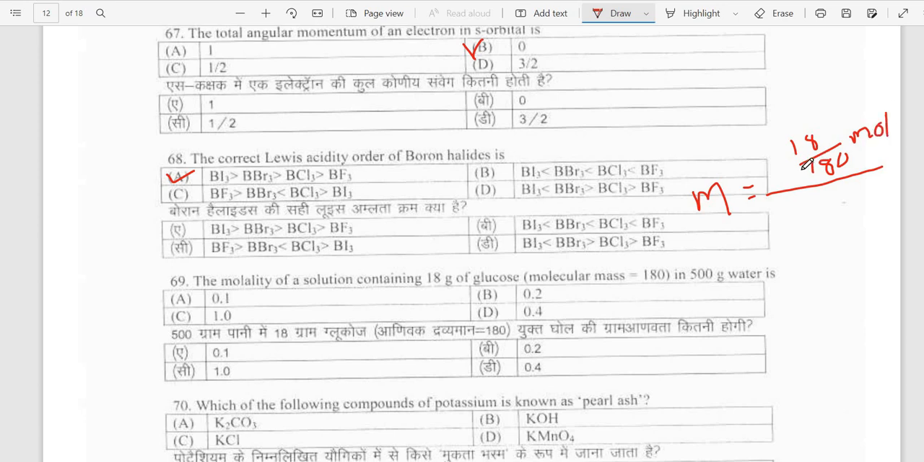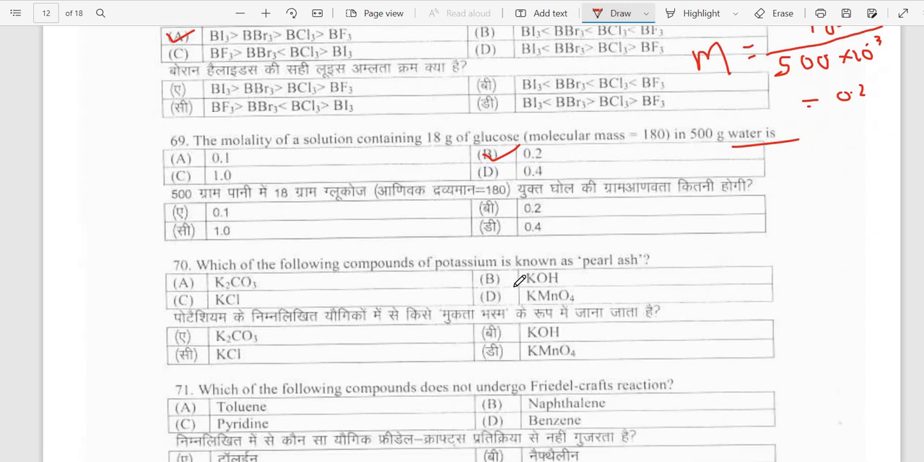In the next step, the mass of solvent in kg. The solvent in this case is water, 500 gram. We have to change this gram into kg: 500 into 10 to the power minus 3. After solving this, you get the value 0.2 mole per kg. So molality is 0.2, and option B is the answer.